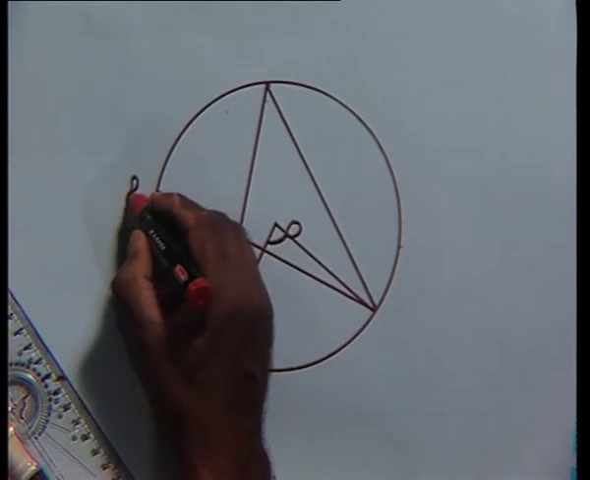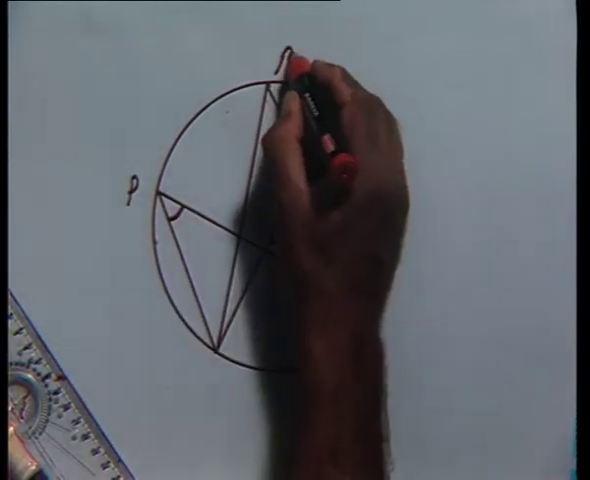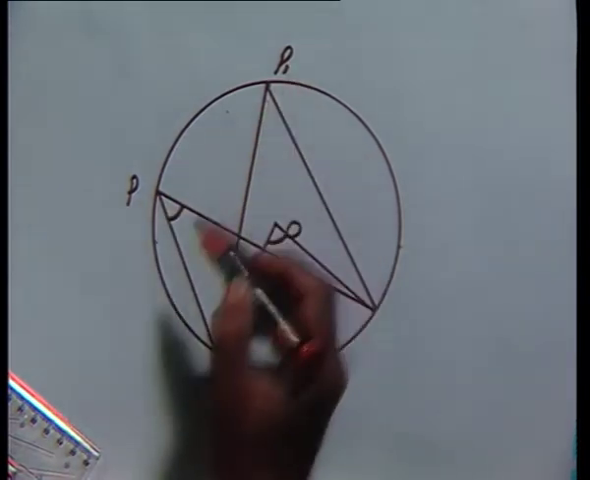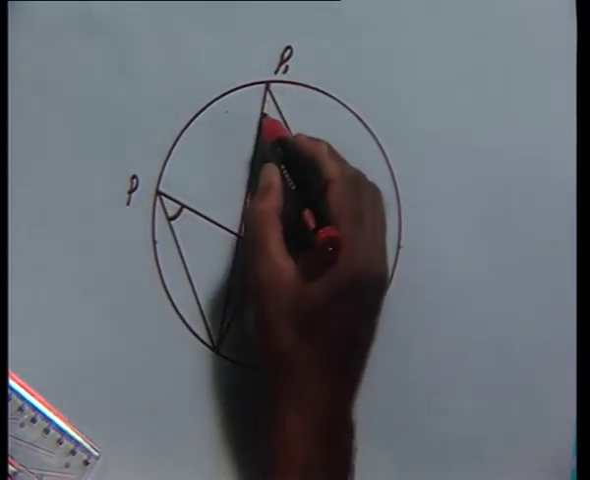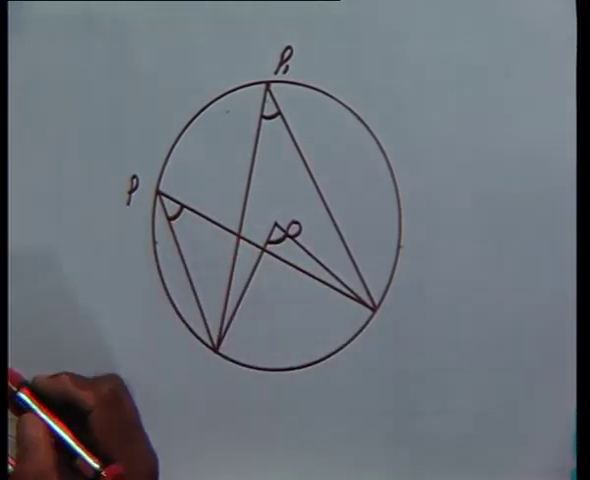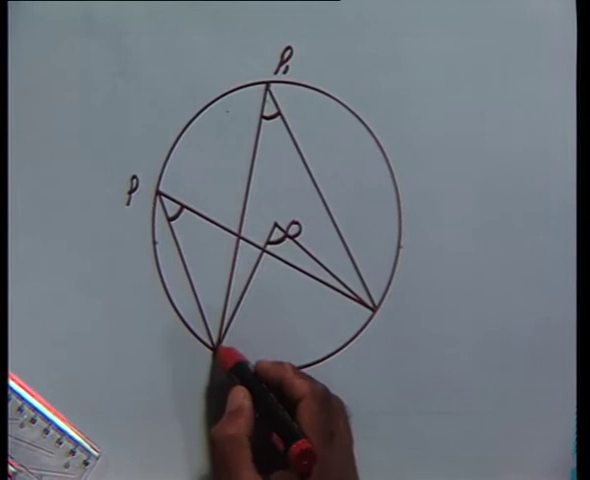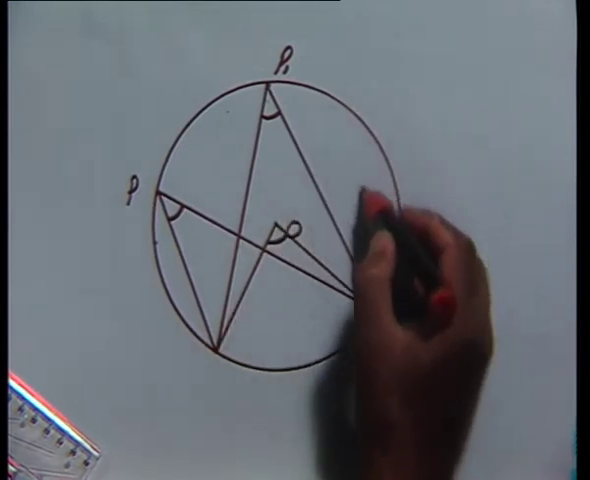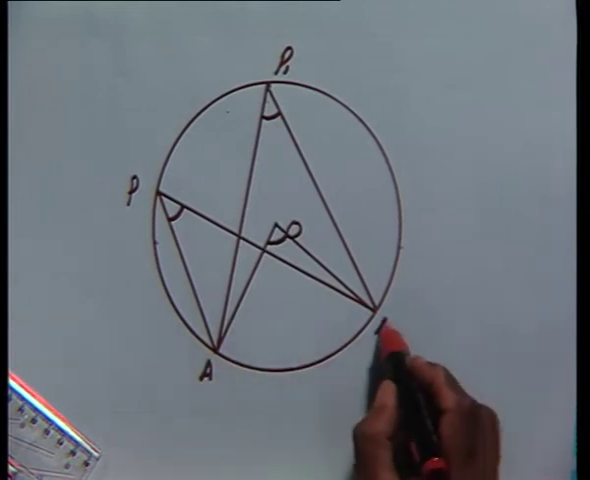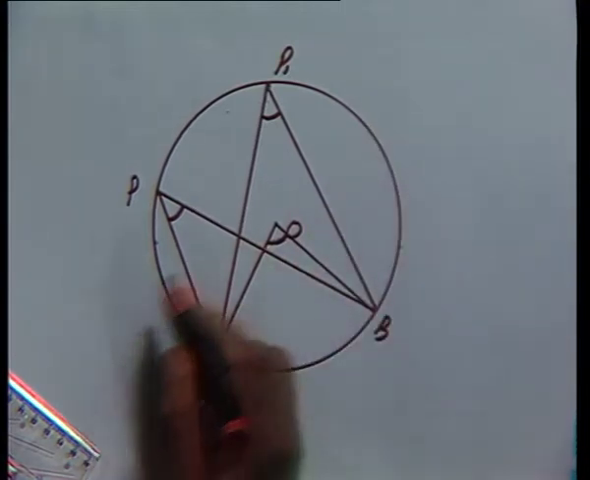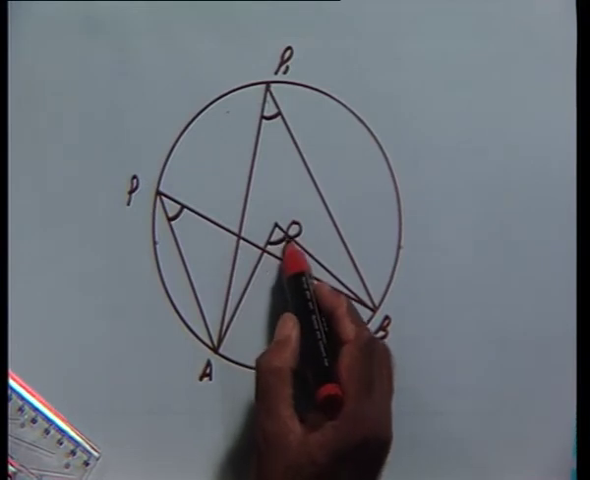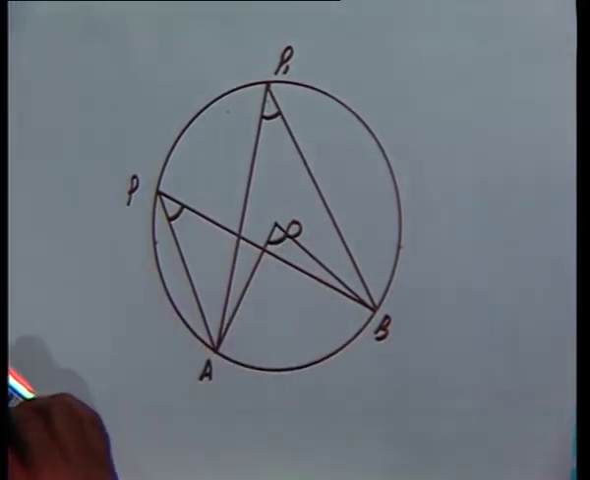Say P I took here, I take P1 here, another point. This is P, this is P1. This angle is double of this angle also, we have just seen. This angle is double of this angle, or for that matter, I can keep on drawing angles made by this arc AB on the circle. All of these angles are going to be half of this central angle. So, what can you say about those angles?